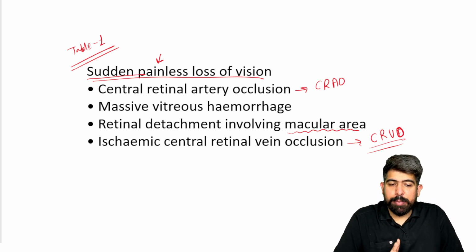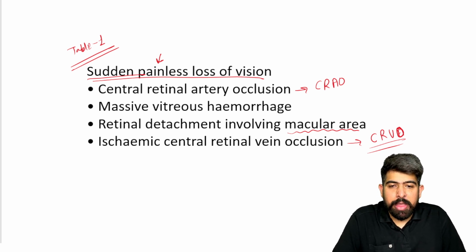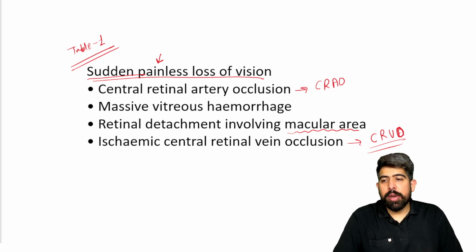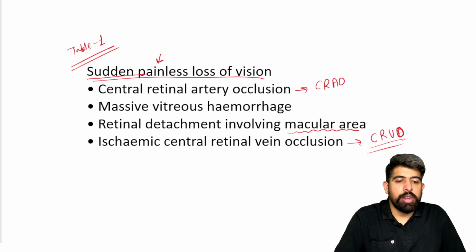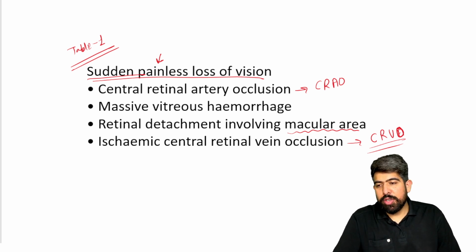So this is the important table number 1. If in the MCQ they mention clinically that there is a sudden painless loss of vision, your mind should say yes, out of these four will be your diagnosis. So out of these four, whichever is given in your MCQ as an option, you just have to mark that.